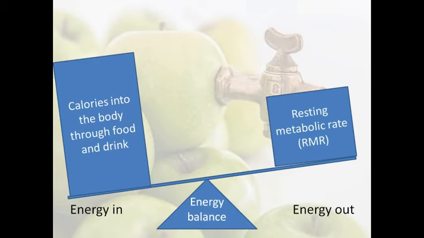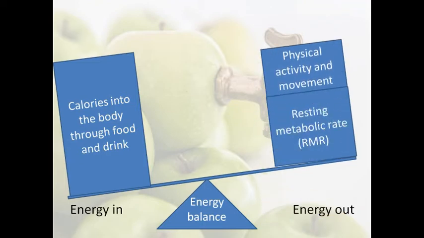On the other part of the seesaw we have the energy out, which is the consumption of the calories. For example, resting metabolic rate. This is your basic metabolism, your respiratory system, your blood circulation and your organs. The energy they consume is involuntary, you cannot affect this. But what you can affect is the physical activity and movement.